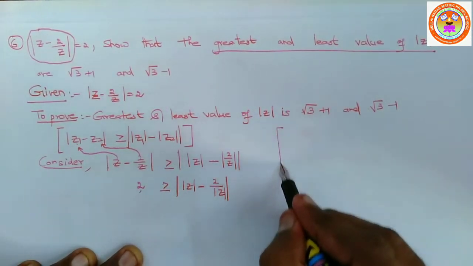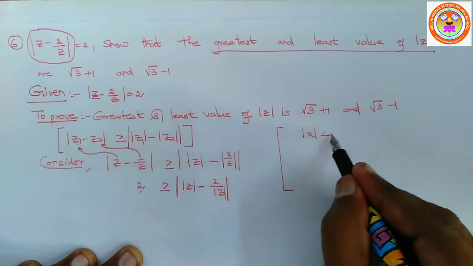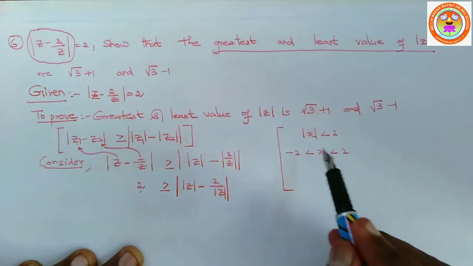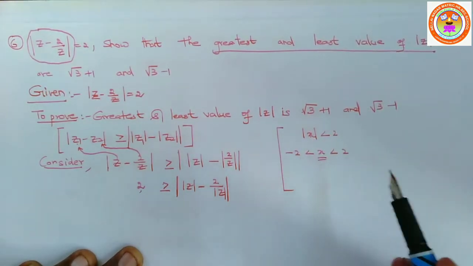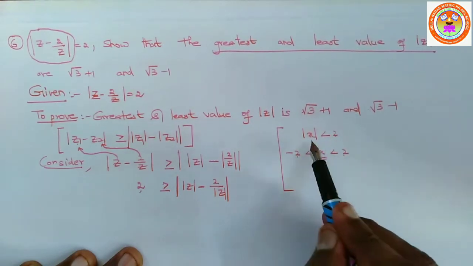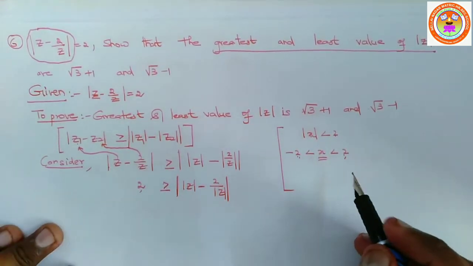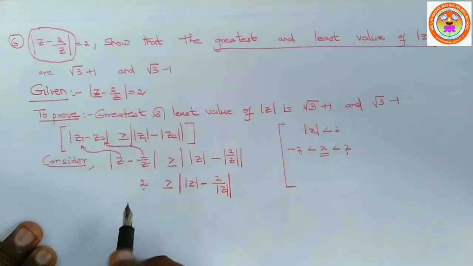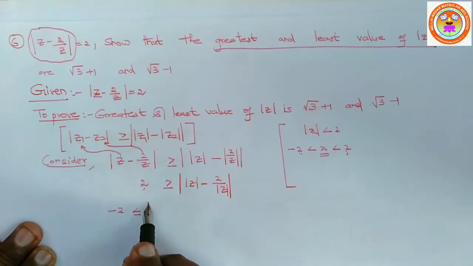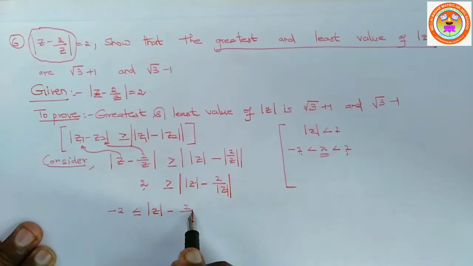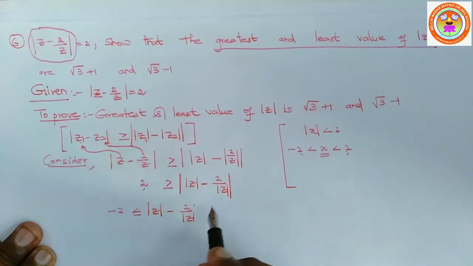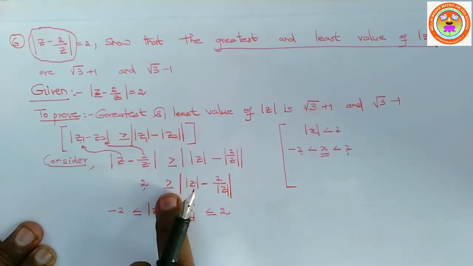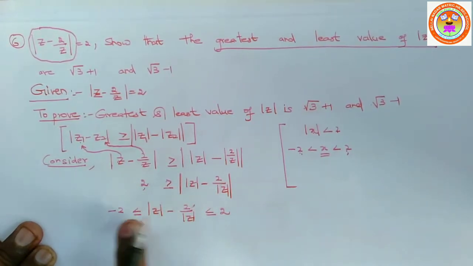We know one property: modulus of x less than 2 can be written as minus 2 less than x less than 2. Listen very carefully. This modulus of x I can write as x, and this 2 I can write as minus 2 and 2. The same property, but here 2 is present on the other side, so I need to interchange it. So minus 2 is less than or equal to modulus of z minus 2 divided by modulus of z, less than or equal to plus 2, because minus 2 is less than 2.